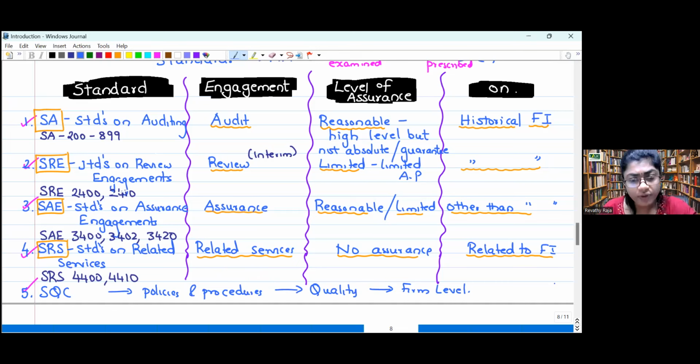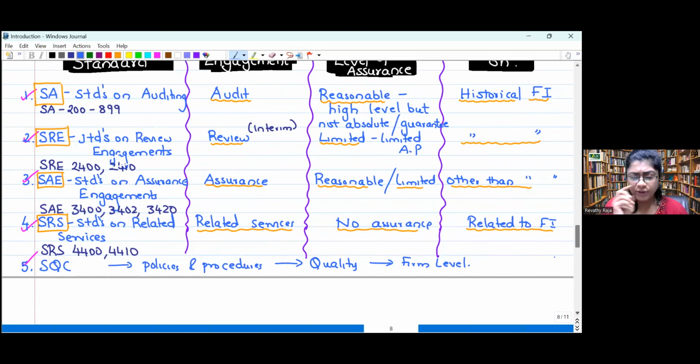There is a counterpart for SQC. SQC is for the total firm. There is a counterpart for an engagement: if you want to maintain the quality of one audit engagement, you call it SA 220. This is the overview of standards on auditing, review, assurance and related services. Here you have only SQC 1, just one standard.